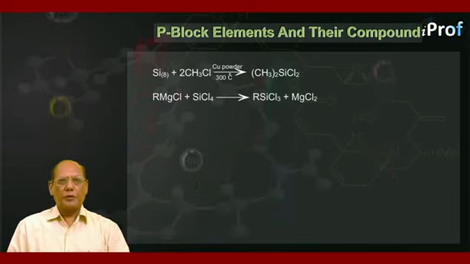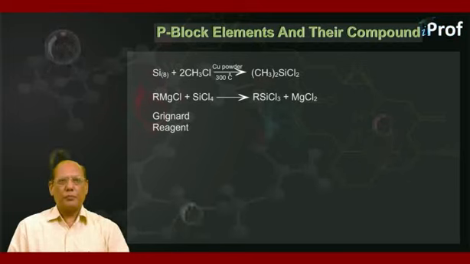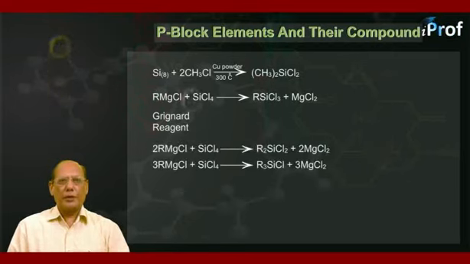RMgCl, that is known as Grignard reagent, plus SiCl4. The products are RSiCl3 plus MgCl2. 2RMgCl plus SiCl4 may give R2SiCl2 plus 2MgCl2.